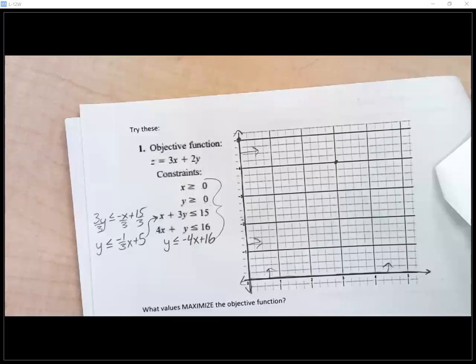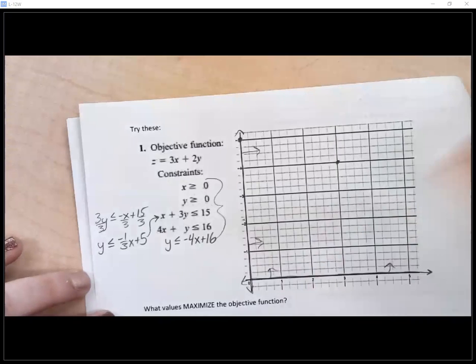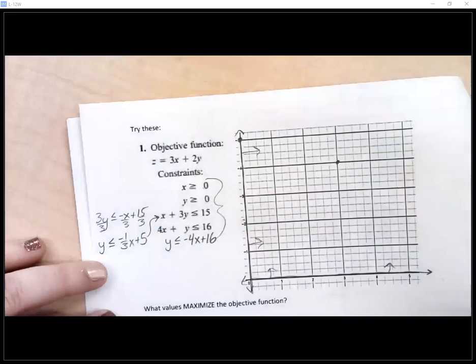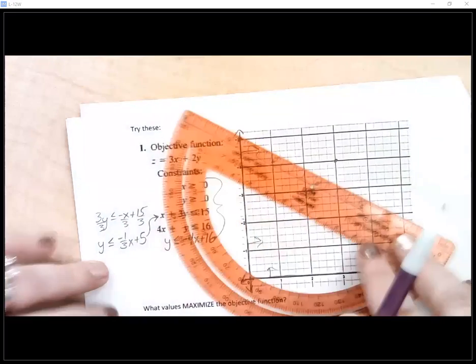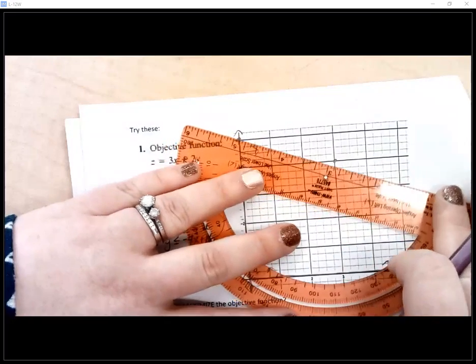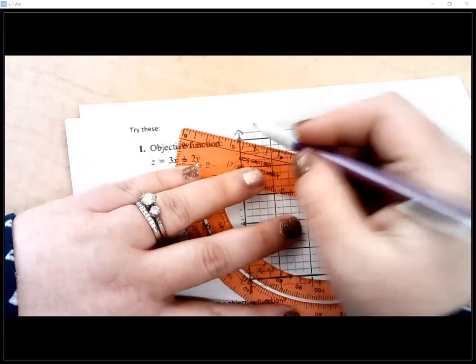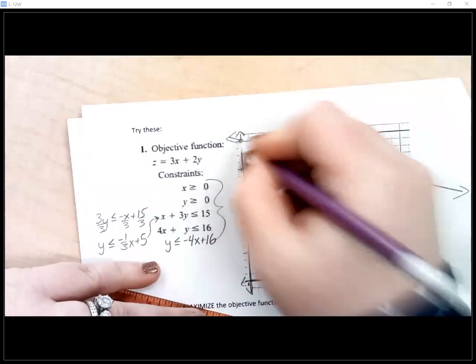Any questions? All right, so we went down 1 over 3. We're going to have a solid line, and we're going to shade below, right? Because we have y is less than.